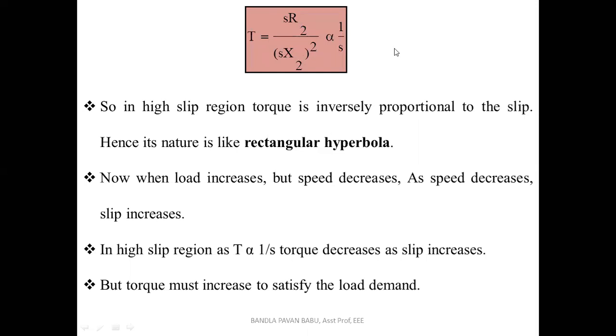Earlier, in the low slip region, we have seen that T is proportional to s. But in the high slip region, torque is inversely proportional to the slip, hence its nature is like a rectangular hyperbola. Based on this equation, T proportional to 1 by s, the curve appears to be a rectangular hyperbola. Now, when load increases, the same situation.